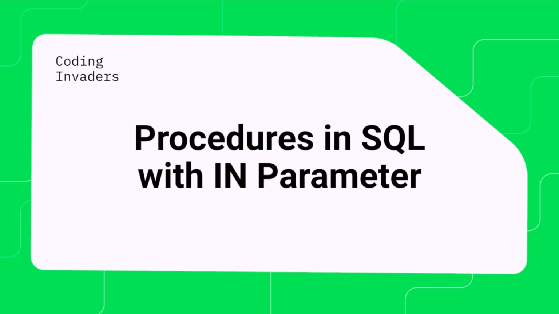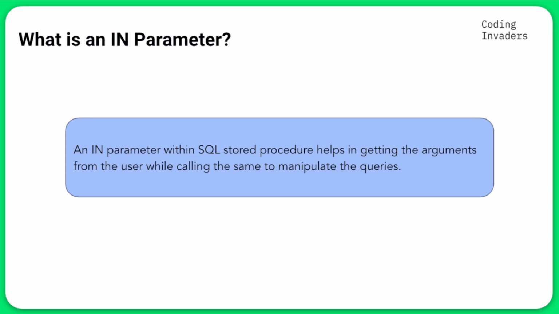Hi, in this lesson, we will learn procedures in SQL with IN parameter. So let's see what are IN parameters. An IN parameter in an SQL stored procedure helps in getting the arguments from the user while calling the procedure, to manipulate the query. So basically, IN means input here. We are giving some input to the procedure. That's what an IN parameter in a stored procedure means.